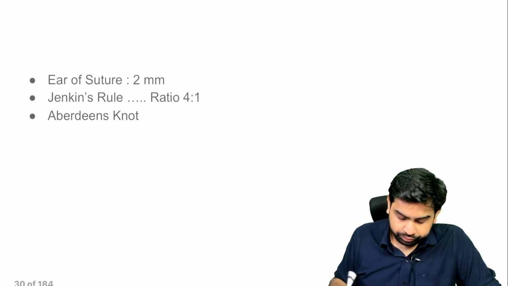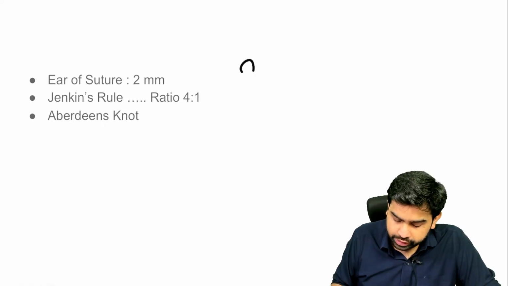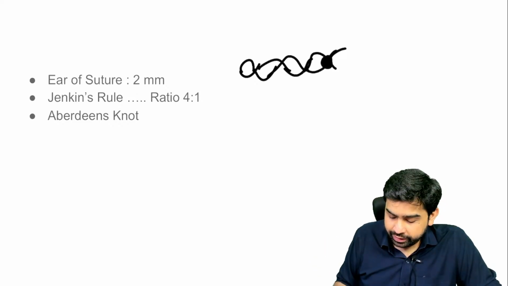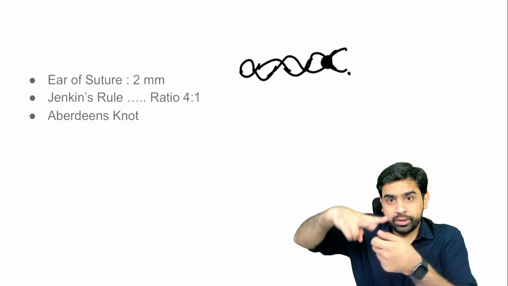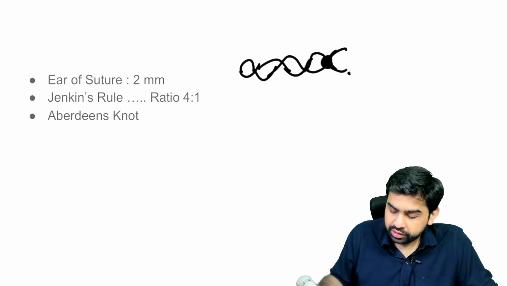Now there's something which is called the ear of a suture. So what is this ear of the suture? Let's assume that this is a suturing which you have done. Now towards the end of the suture, you need to tie a knot. Okay, so you have tied a knot, and then you cut the suture beyond the knot. This is what is referred to as the ear of a suture.